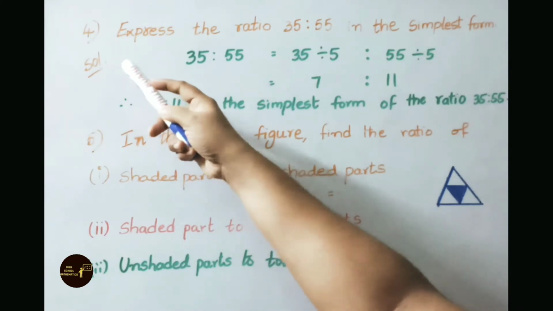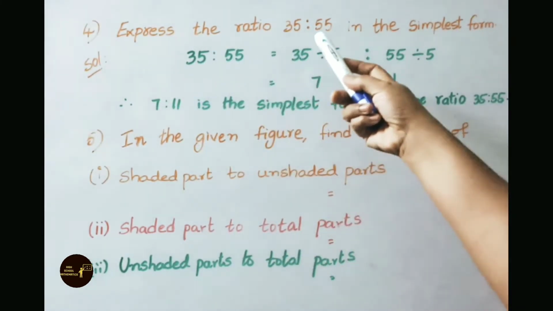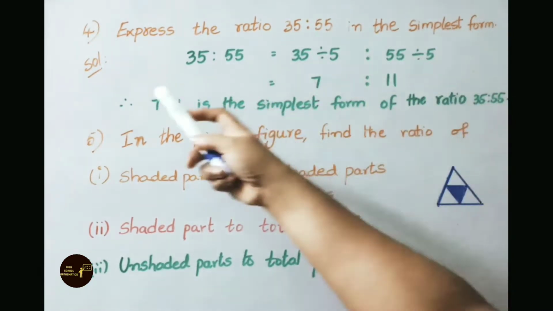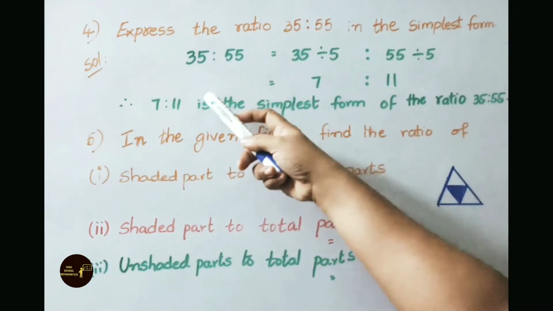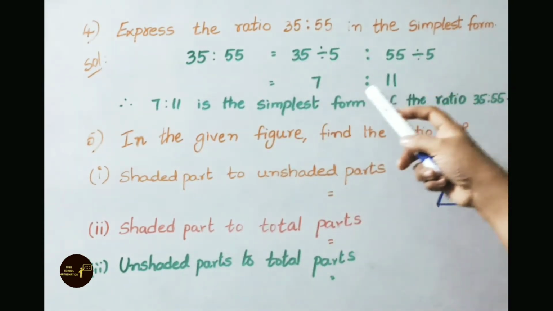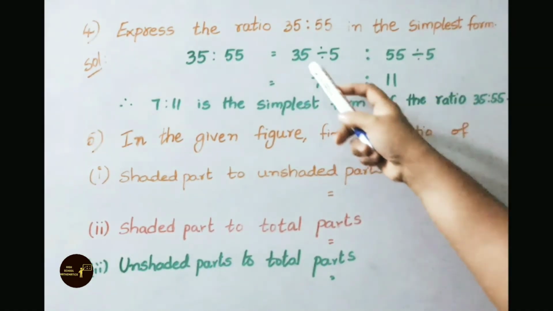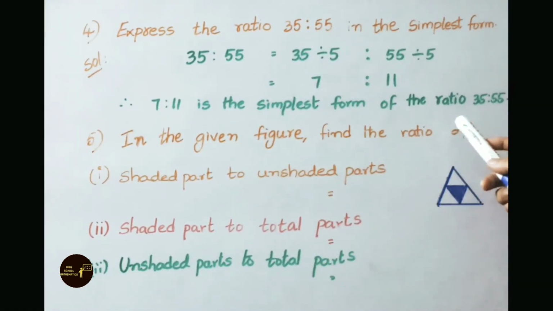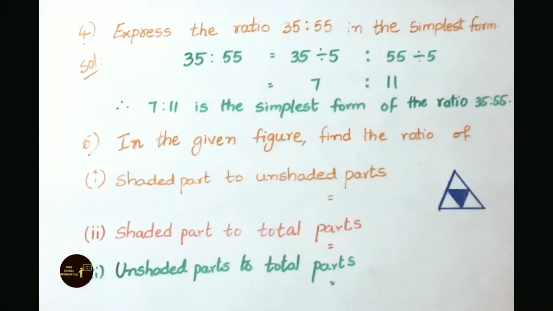See now question number 4. Express the ratio 35 is to 55 in the simplest form. See the solution. 35 is to 55, on dividing both terms by 5, 35 divided by 5 is to 55 divided by 5. So 5 table 35 is 7 times, 5 table 55 is 11 times. Therefore 7 is to 11 is the simplest form of the ratio 35 is to 55.